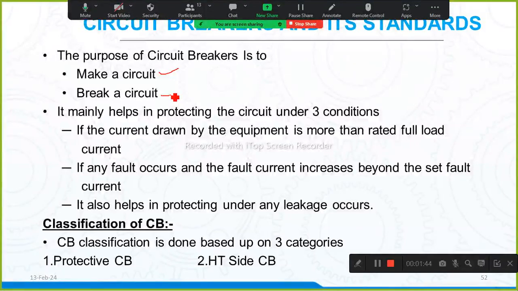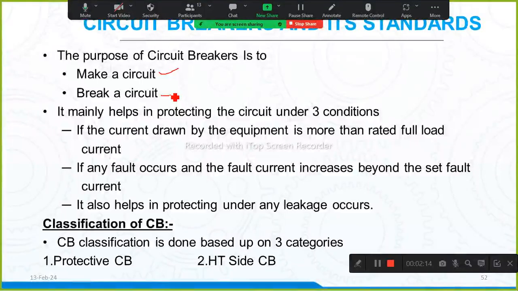Circuit breaker mainly helps in protecting the circuit under three conditions. The first condition is if the current drawn by the equipment is more than the rated full load current, then it will get tripped. Second, if any fault occurs and the fault current increases beyond the set fault current, then it should trip off. It also helps in protecting the circuit when any leakage occurs.